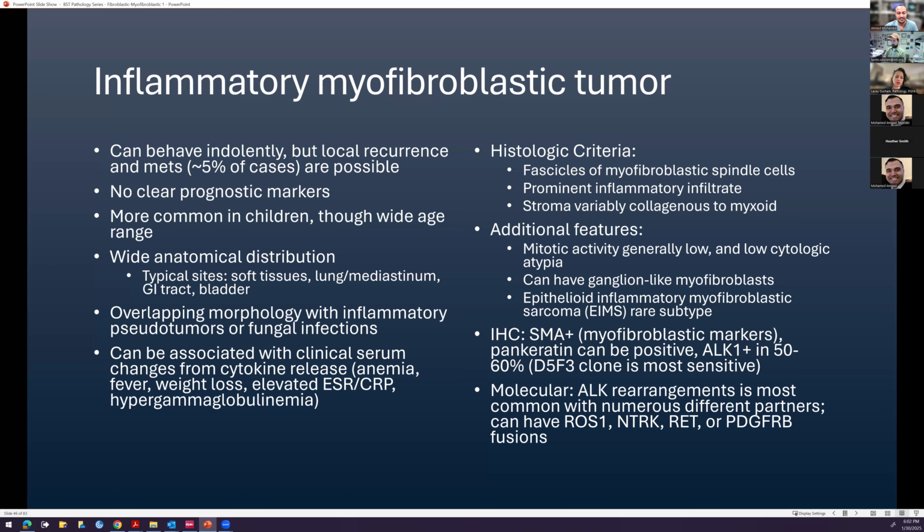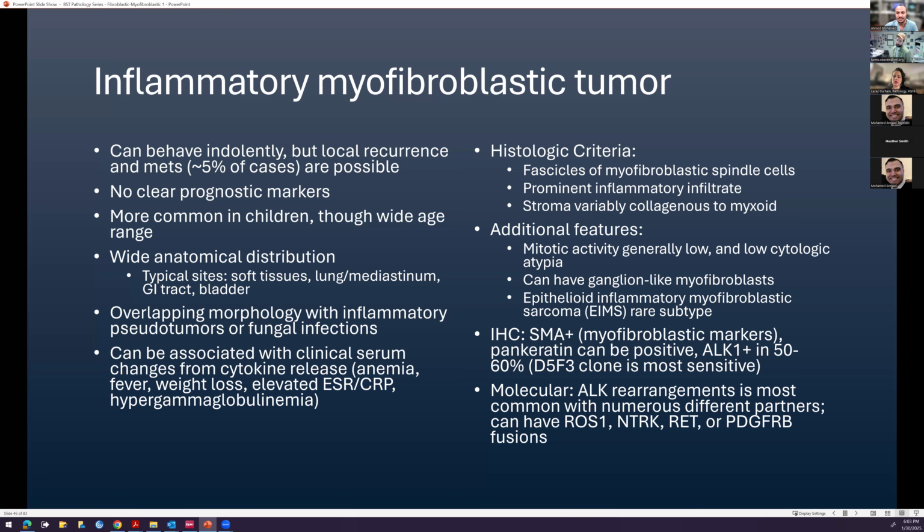And they will often have a very overlapping morphology with what has been called in the past an inflammatory pseudotumor. Particularly in the lung, if you have old histoplasmosis infections or old fungal infections, they cause an inflammatory background that's very similar to IMT. So that differential between IMT and inflammatory pseudotumor in the lung is pretty big, right?